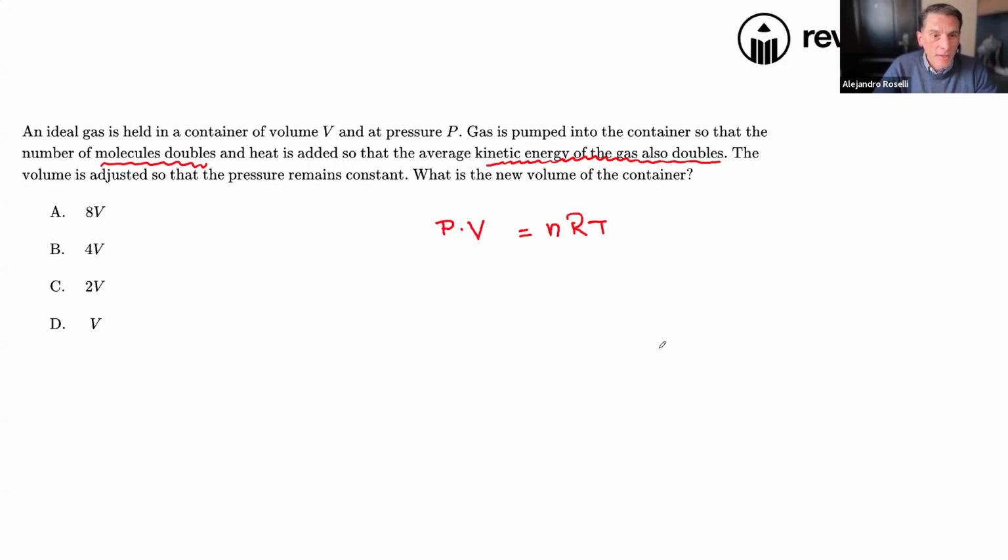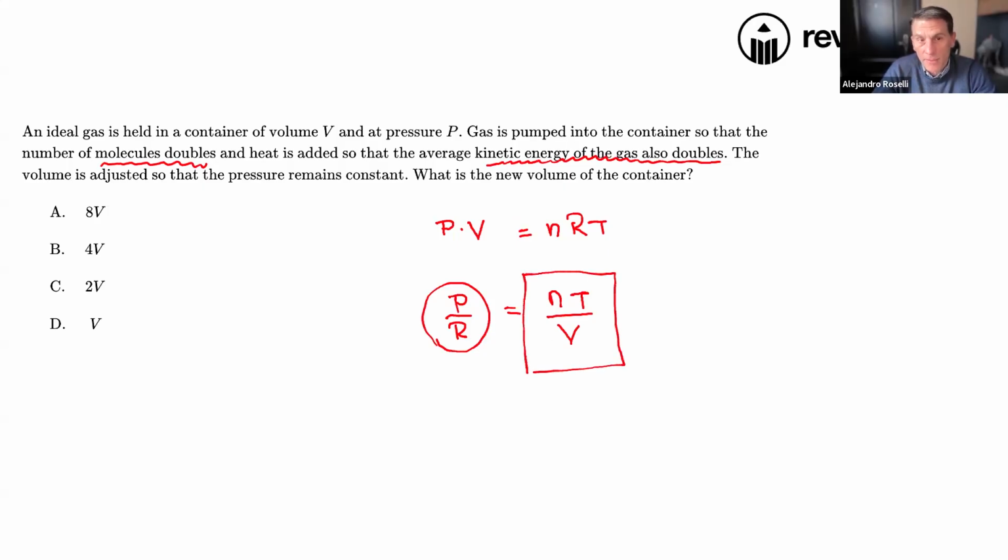In this situation, we are asked for the new volume, so volume is definitely changing. The number of particles is doubled, so N is doubled, and the temperature is also doubled. So we can rewrite this equation with all the variables on one side and all the constants on the other side. In this case, it would be P divided by R, both constants, which means that the expression NT over V must also be constant, given that the pressure is constant and R is itself a constant. The right-hand side of the equation must also remain constant.